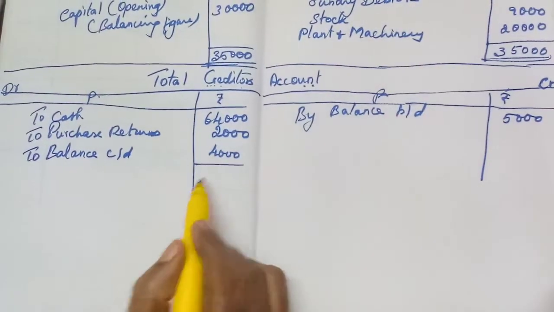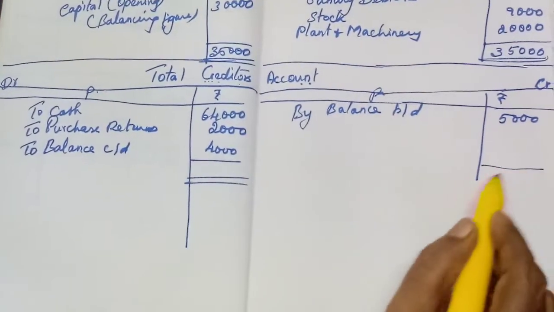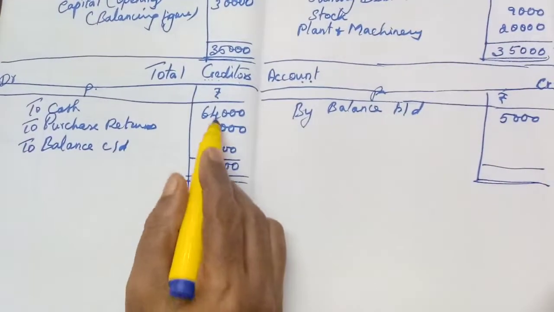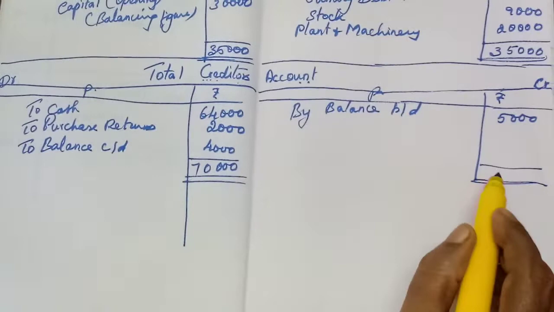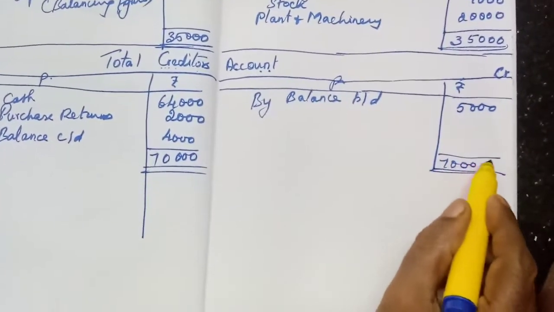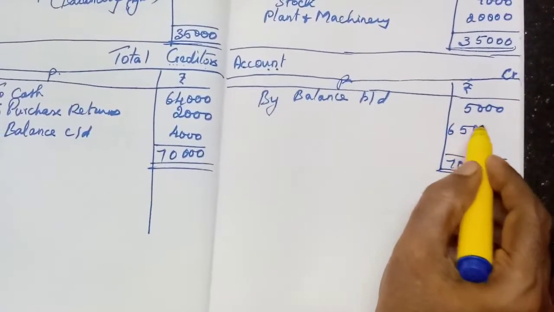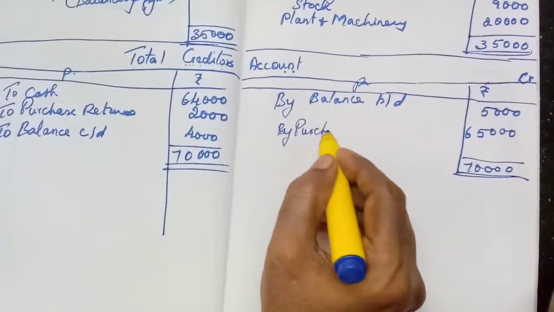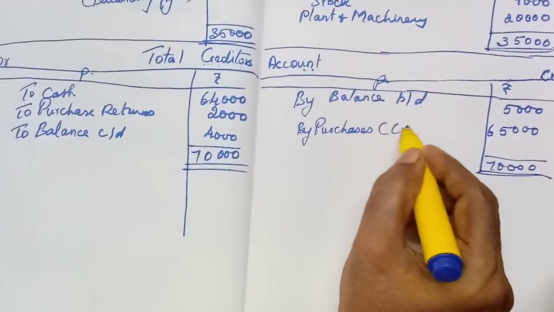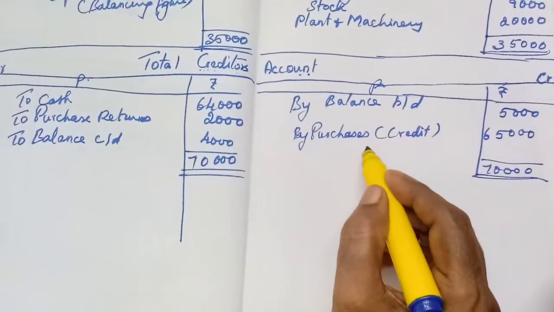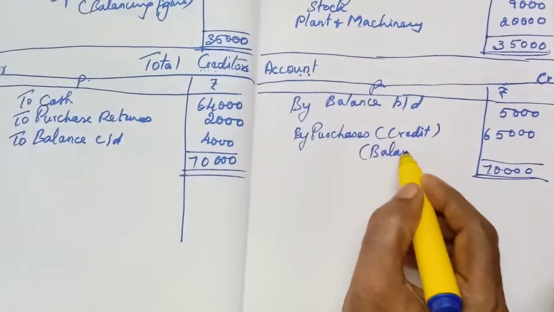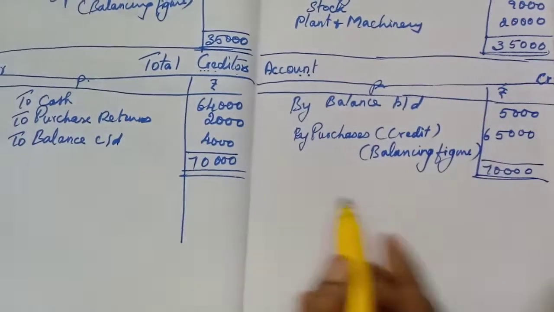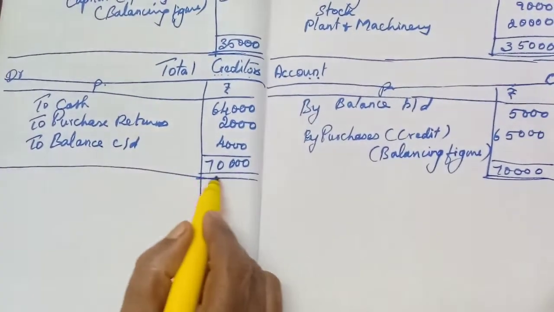Now balance sheet. This side only more, isn't it? Write the same amount on both sides. So 4, 3, 0, 8 plus 2, 10, balance 1, 7, 70,000. So what will be the balance? 65,000. What is this? Purchases, in bracket credit. Again one more bracket, balancing figure. Okay, now this account also got over.